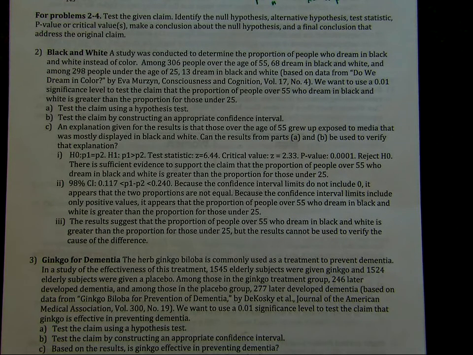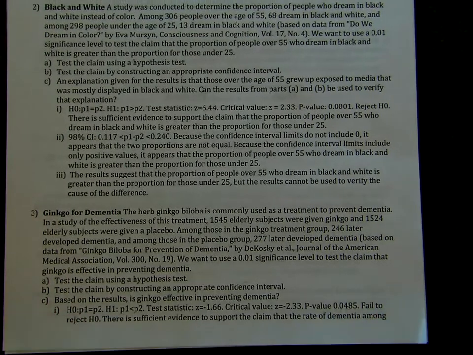Moving on to ginkgo. Ginkgo for dementia. The herb Ginkgo biloba is commonly used as a treatment to prevent dementia. In the study of the effectiveness of this treatment, 1,545 elderly subjects were given ginkgo, and 1,524 elderly subjects were given a placebo. Among those in the ginkgo treatment group, 246 later developed dementia. Among those in the placebo group, 277 later developed dementia.